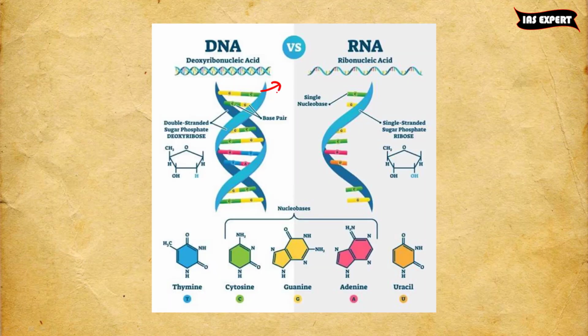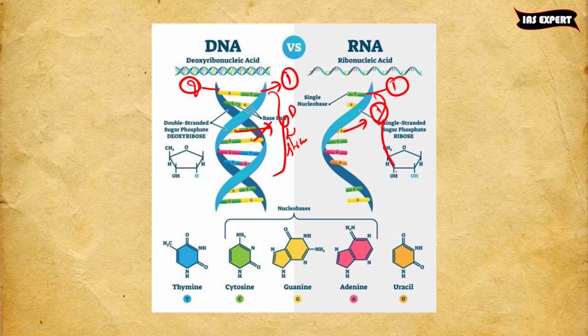DNA consists of two strands, strand 1 and strand 2, but RNA consists of only a single strand, and DNA is made up of two nucleotides. RNA is made up of only one single nucleotide. Coming to the length of strand, DNA has a longer strand and RNA has a shorter strand when compared to DNA.